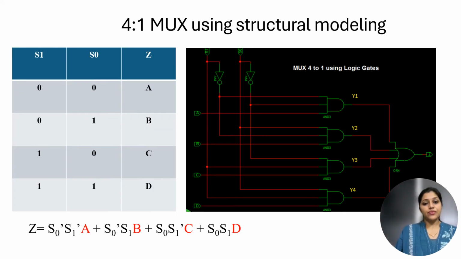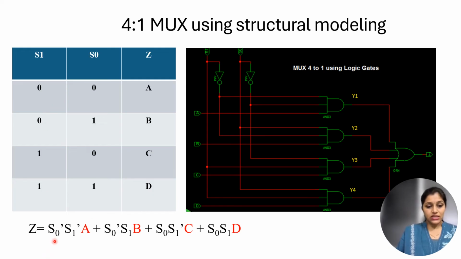Next is our structural modeling. In structural modeling, we go to the lowest level of abstraction. It means we must know how many components are used and which components are used. Based on this truth table, I have written the equation for a 4:1 multiplexer. It has 4 inputs A, B, C, D and 2 select lines S0, S1. For the first condition, the values of S0 and S1 are both 0.